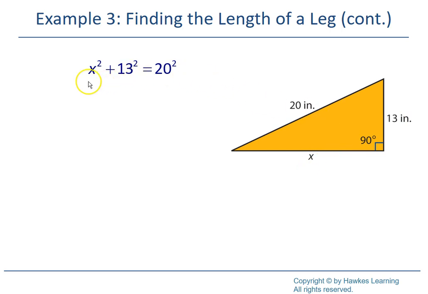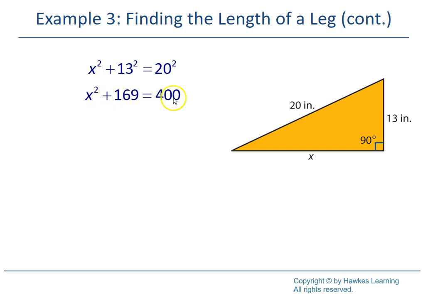So you set it up. The missing leg is x squared. We have to square this. We're going to square the 13, and we're going to square the hypotenuse, 20. And that gives us this.